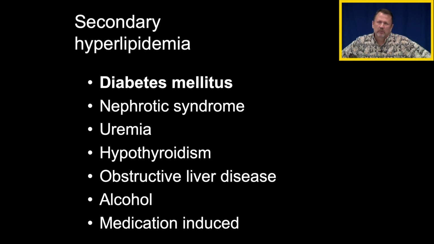There are secondary reasons for hyperlipidemia, and there's a big list. Alcohol is certainly one of them. Chronic alcohol use can result in hyperlipidemia. The most important one up here is diabetes mellitus. Diabetes mellitus is the disorder of glucose regulation. And one of the first signs of diabetes mellitus can be secondary hyperlipidemia.